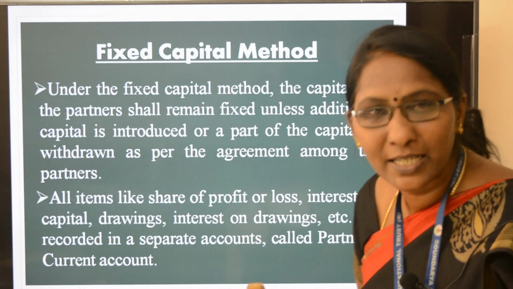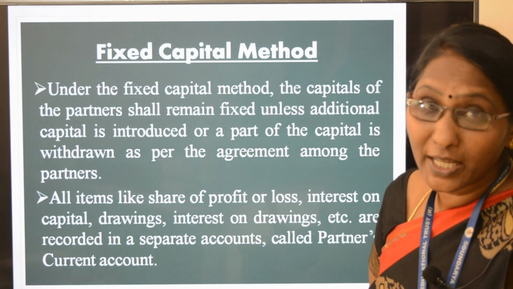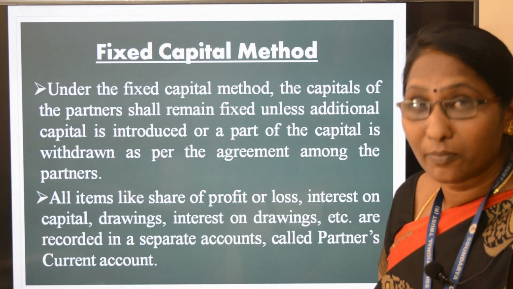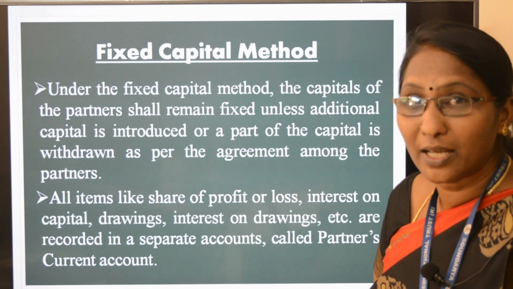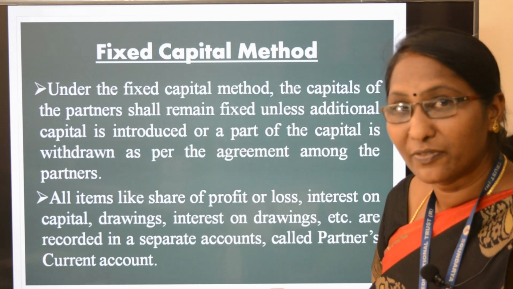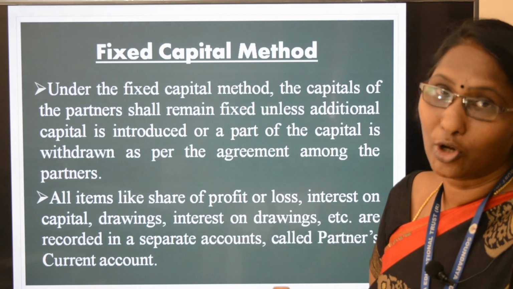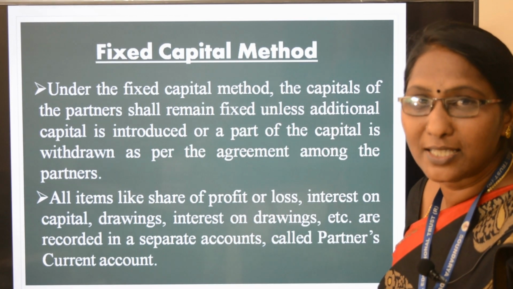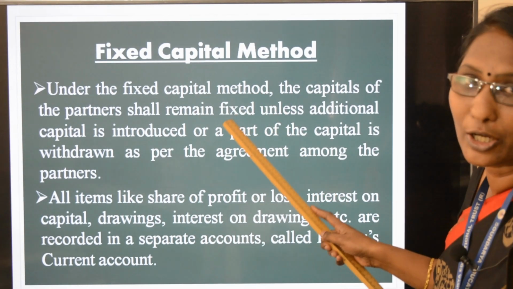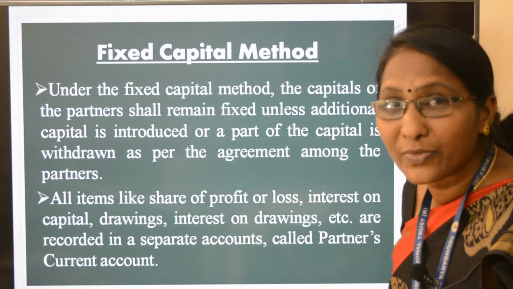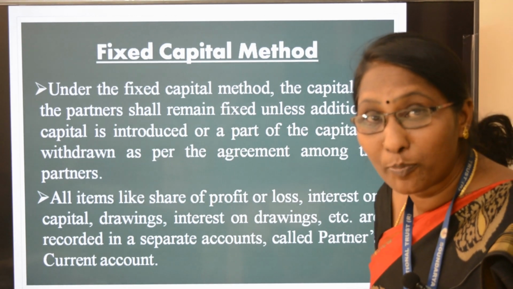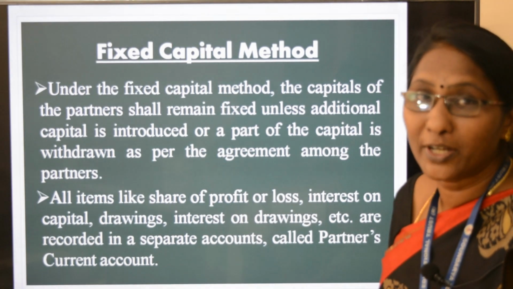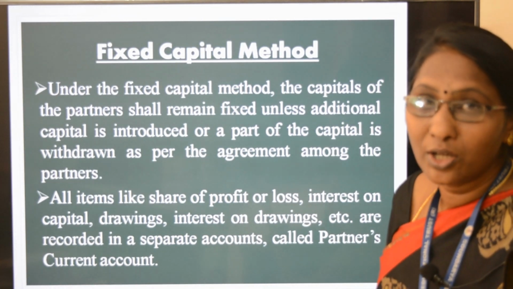In the partner's capital account, we write the opening capital of partners, and if there is additional capital, we write additional capital, and if there is drawing, we write drawings. Except these adjustments, we don't write other adjustments in the partner's capital account. Then where do we write other adjustments like share of profit or loss, interest on drawings, drawing against profit, salary or commission or interest on capital?